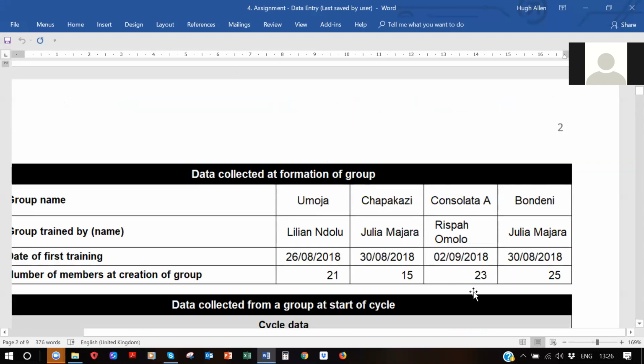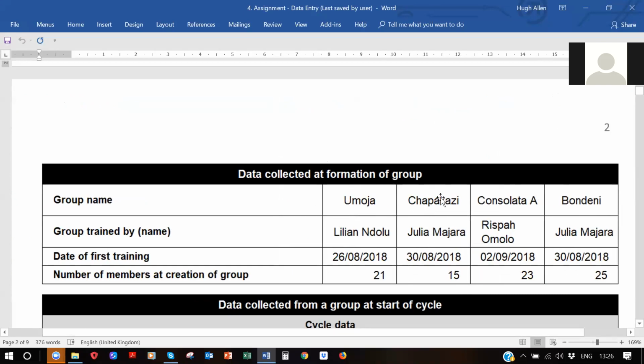Okay, so this is page 1, and here we see Umoja, Chapakazi, Consolata A, and Bondeni. And then underneath you see the static data. Who was the person who trained the group? What was the date of first training? And what were the number of members?